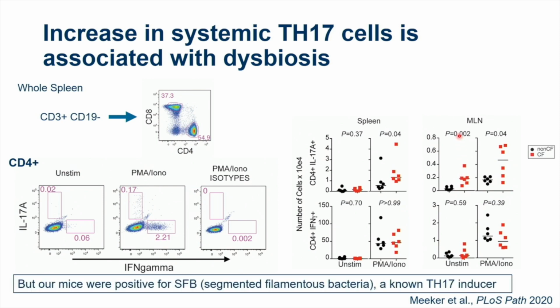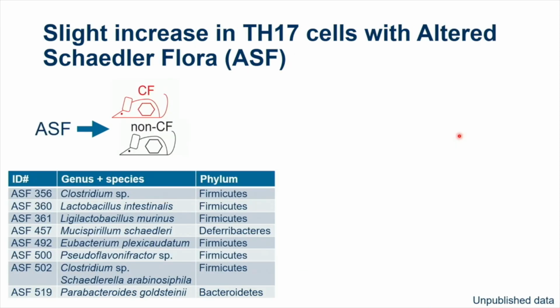But unfortunately, our mice had SFB, the donors of those microbiota. So when I moved to the Cleveland Clinic, I decided to use a more defined community to study this further. I chose to use the altered Schaedler flora, which is a small community of just 8 bacteria that's been used for a long time in mice. These are all mouse isolates, mostly Firmicutes, but there's 1 Bacteroidetes in this community.